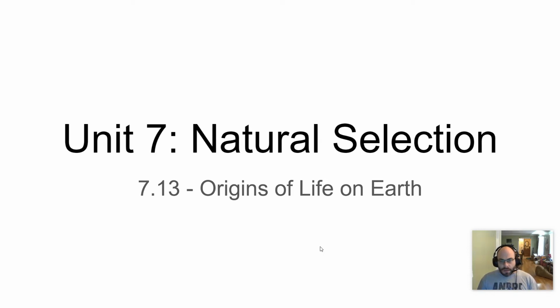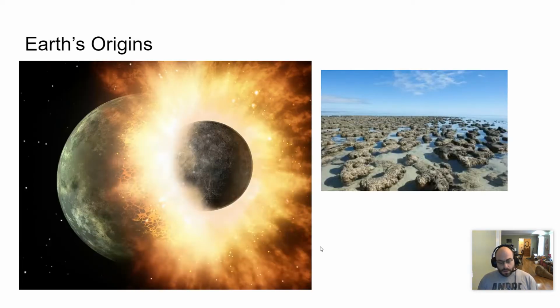All right, in this video, we'll be looking at the last section of Unit 7, 7.13, Origins of Life on Earth. So there are several hypotheses about the origin of life on Earth and the origin of Earth in general. Geologic evidence supports the idea that Earth collided with a smaller planet at some point in its history, several billion years ago, 4.6 billion years ago, and that collision caused the formation of the Earth's atmosphere, and also caused the different layers of the Earth to form the way that they are now.